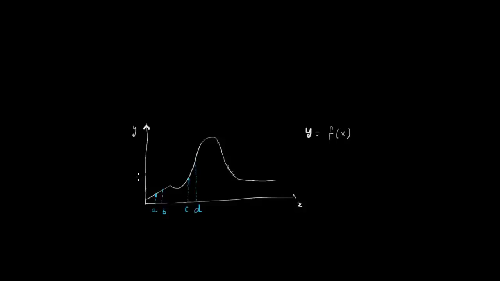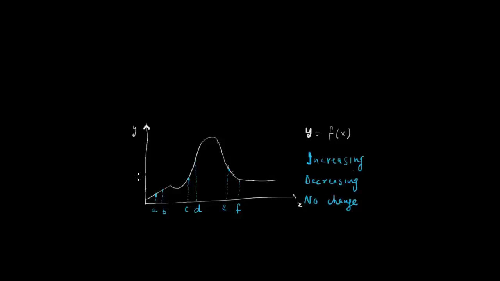Now, if I repeat the same process for point C and point D, you can see that the slope at point D is greater than the slope at point C. Now, if we repeat the same process at points E and F, the slope at point F is less than the slope at point E.